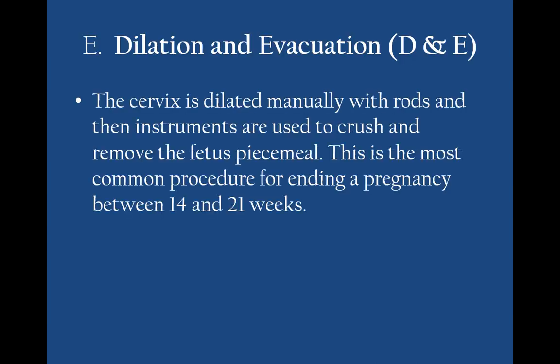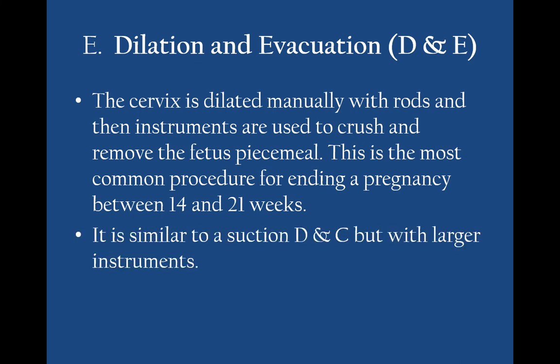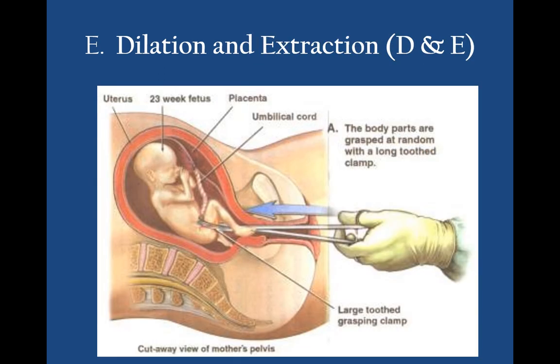Dilation and evacuation. The cervix is dilated manually with rods, and then instruments are used to crush and remove the fetus piecemeal. This is the most common procedure for ending a pregnancy between 14 and 21 weeks. It is similar to a suction dilation and curettage, but with much larger instruments. So here's one idea of how it works.